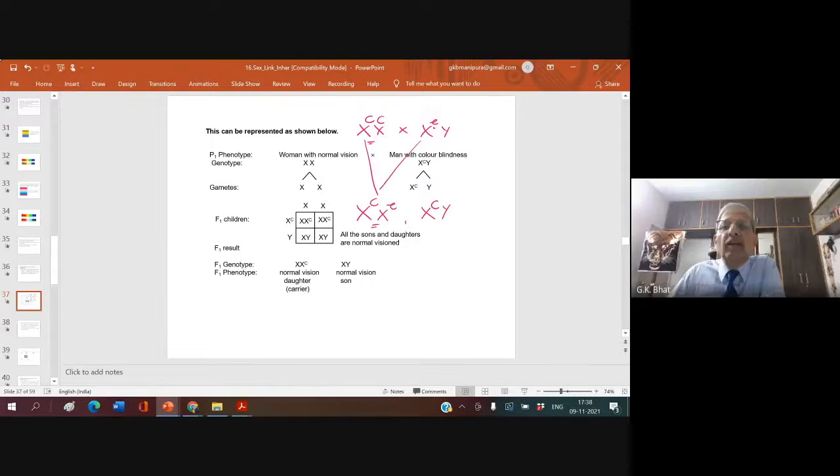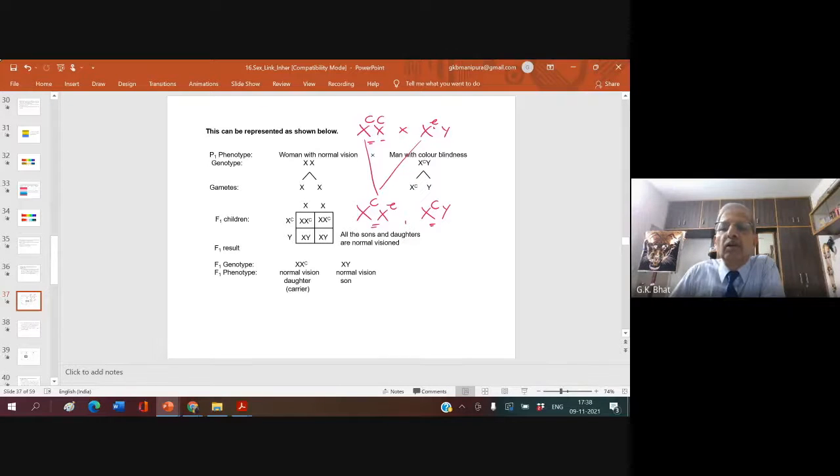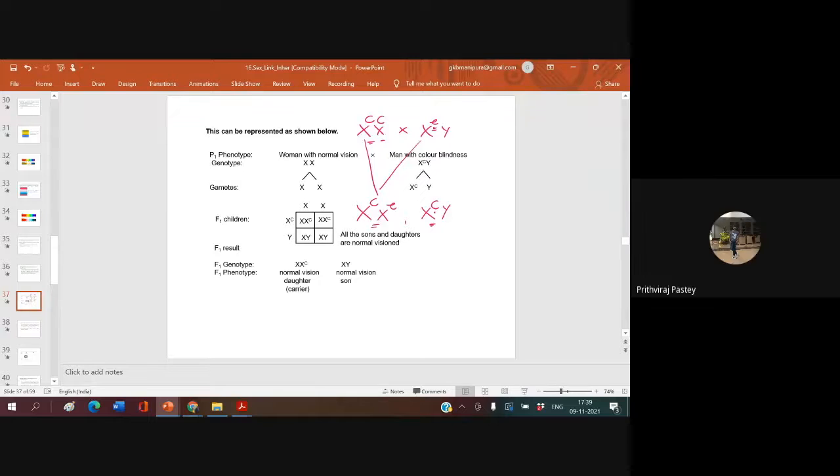Yes, sir. This is affected. No, sir. No, this is Rakesh. This is dominant allele. Color blindness is due to recessive allele. Are you catching my point? Prithviraj? Yes, sir. Rakesh? Yes, sir.